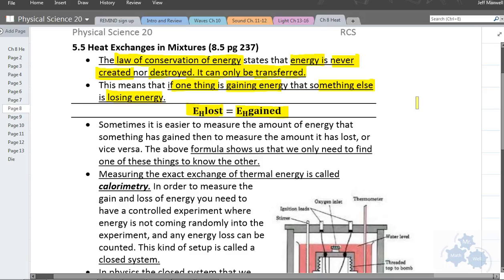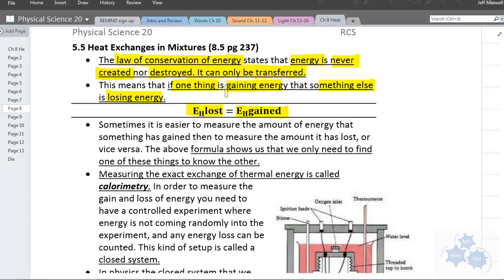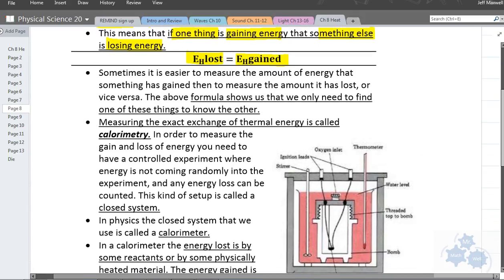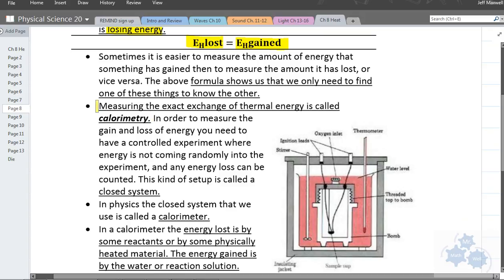Sometimes it's easier to measure the amount of energy that something has gained than to measure the amount that it has lost. And sometimes it's even vice versa. But this simple equation here shows us that we only need to find one thing in order to know the other. So if we can determine how much energy is gained by a certain object, we can tell how much has been lost by one or more other things that are connected to it. Measuring the exact exchange of thermal energy is called calorimetry.